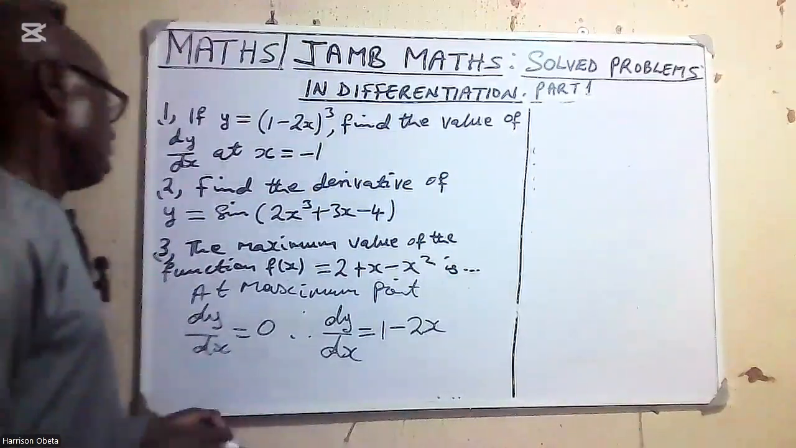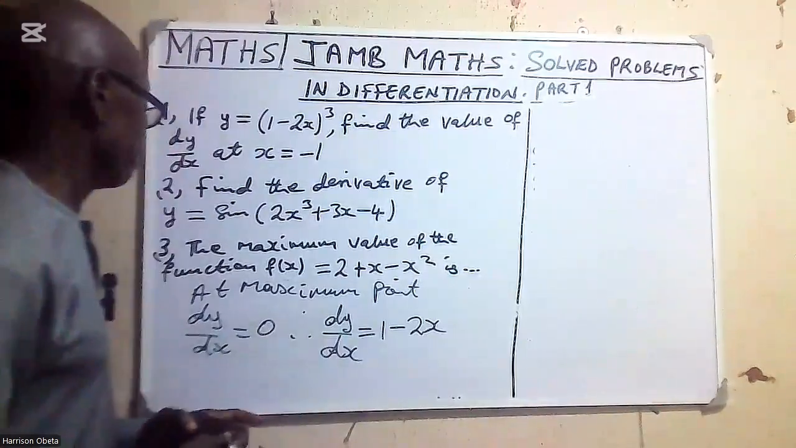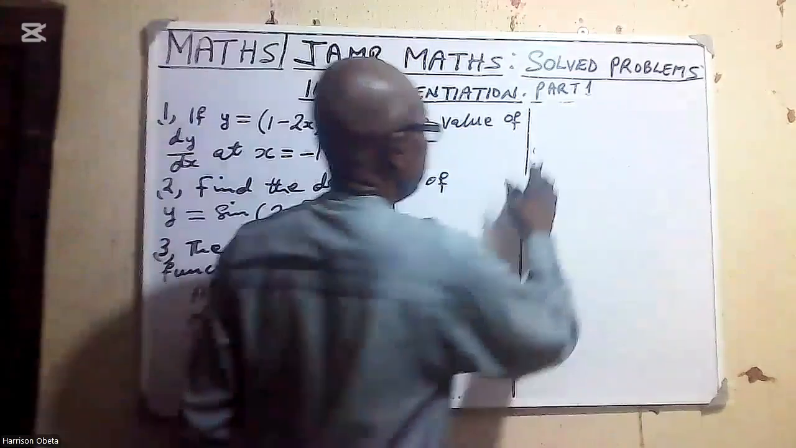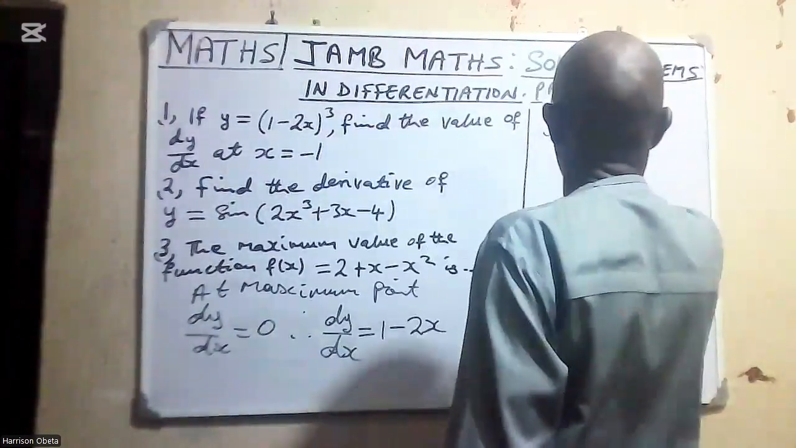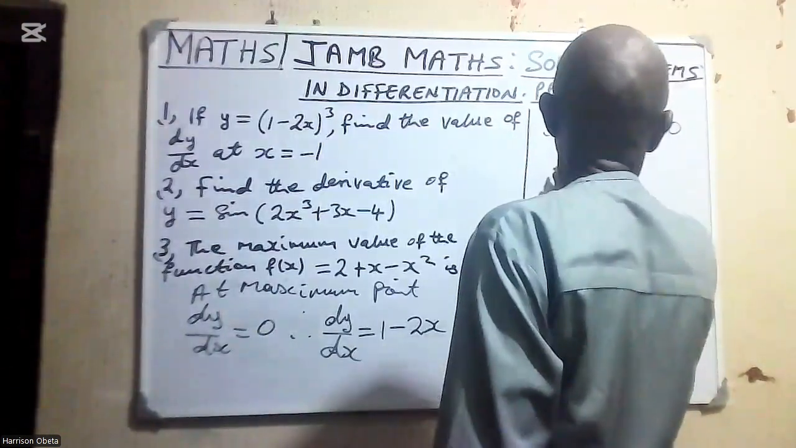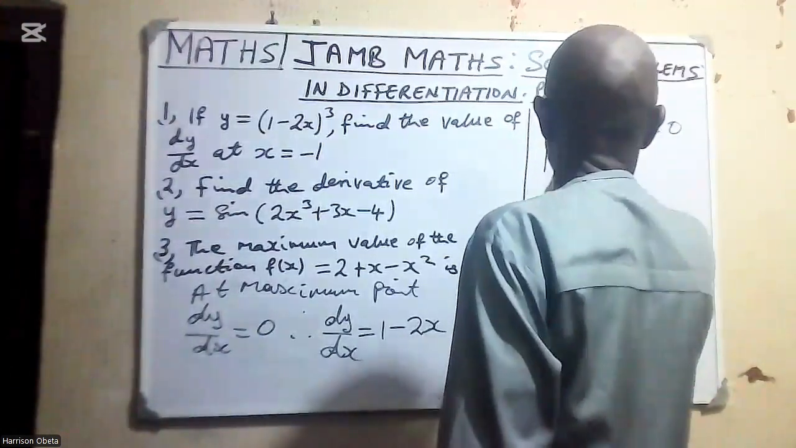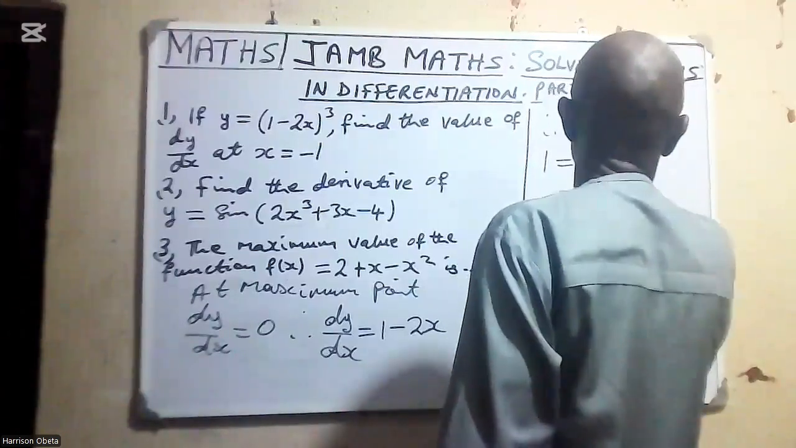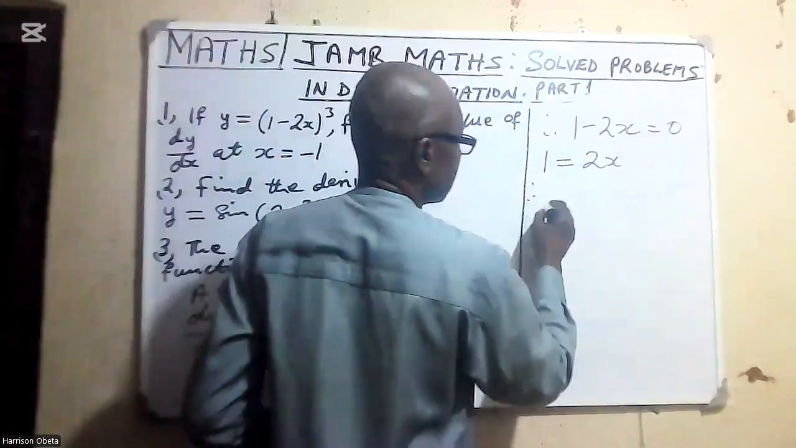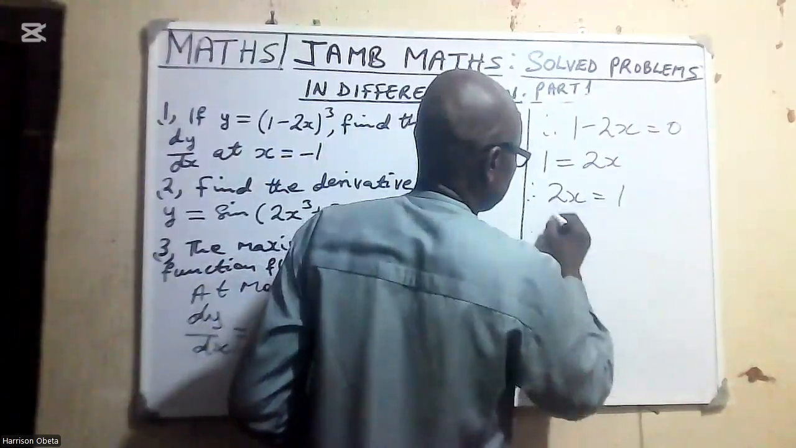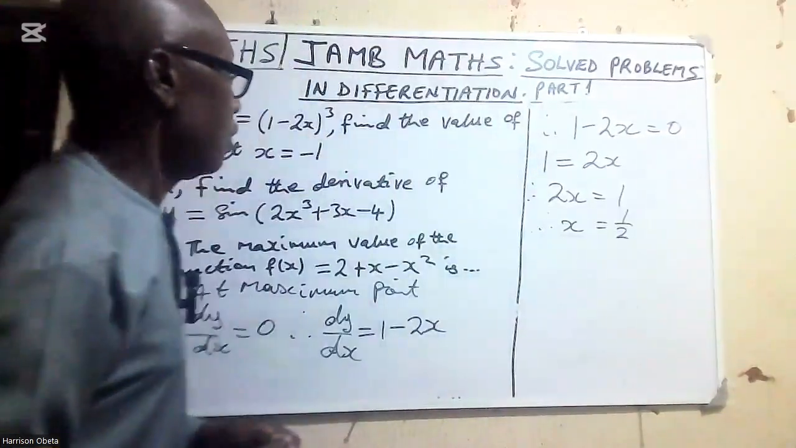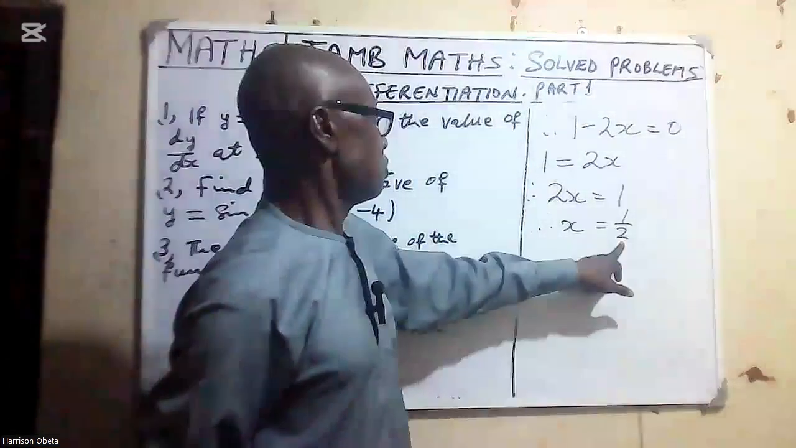So then what we know is that since this is 0, it means that 1 minus 2x is equal to 0. And then if that is the case, 1 is equal to 2x. Therefore, if 2x is 1, it means that x is equal to half. Now, for us to get the maximum value, we have to substitute this back.